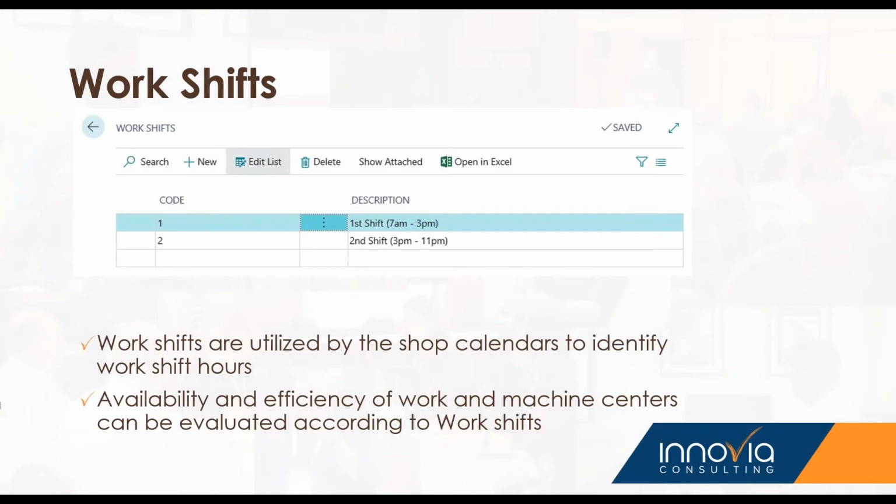The next setup table would be work shifts. So work shifts are used by the shop floor calendars to identify what your work shift hours are. And it's important to remember that your availability and efficiency of your work and machine centers can be evaluated according to these work shifts. So in this example, you can see our business has two shifts. We have the first shift running from 7 a.m. to 3 p.m. and the second shift running from 3 p.m. to 11 p.m.